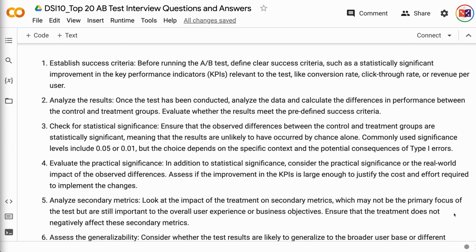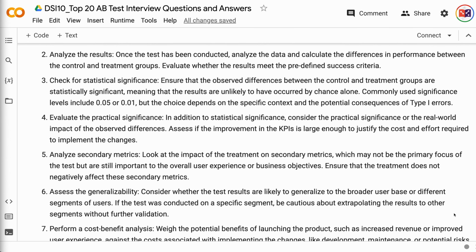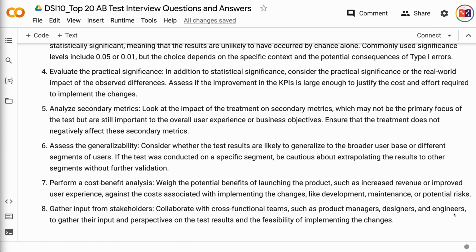3. Check for statistical significance. Ensure that the observed differences between the control and treatment groups are statistically significant, meaning that the results are unlikely to have occurred by chance alone. Commonly used significance levels include 0.05 or 0.01, but the choice depends on the specific context and the potential consequences of type 1 errors. 4. Evaluate the practical significance. In addition to statistical significance, consider the practical significance or the real-world impact of the observed differences. Assess if the improvement in the KPIs is large enough to justify the cost and effort required to implement the changes.